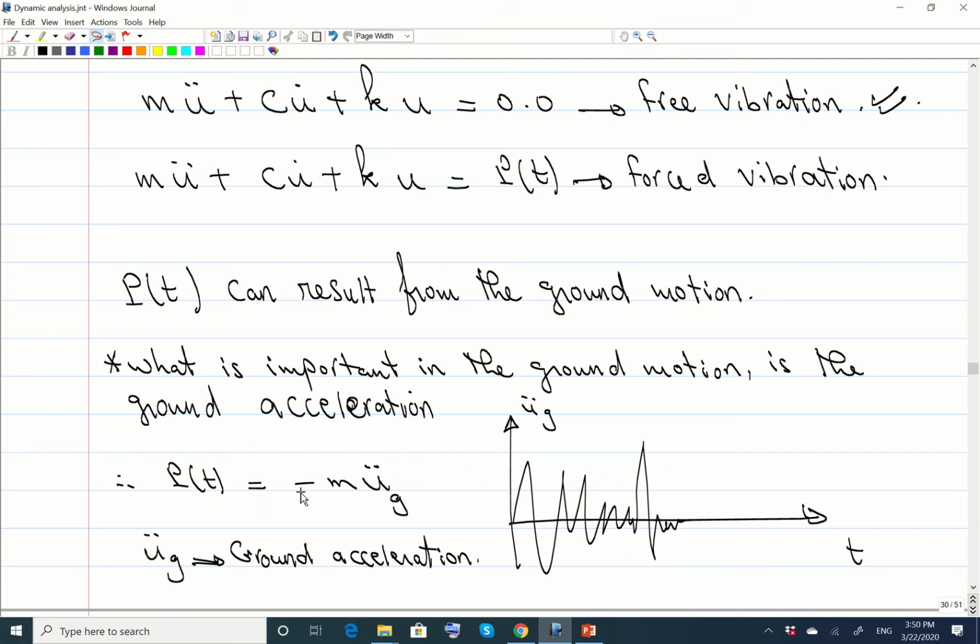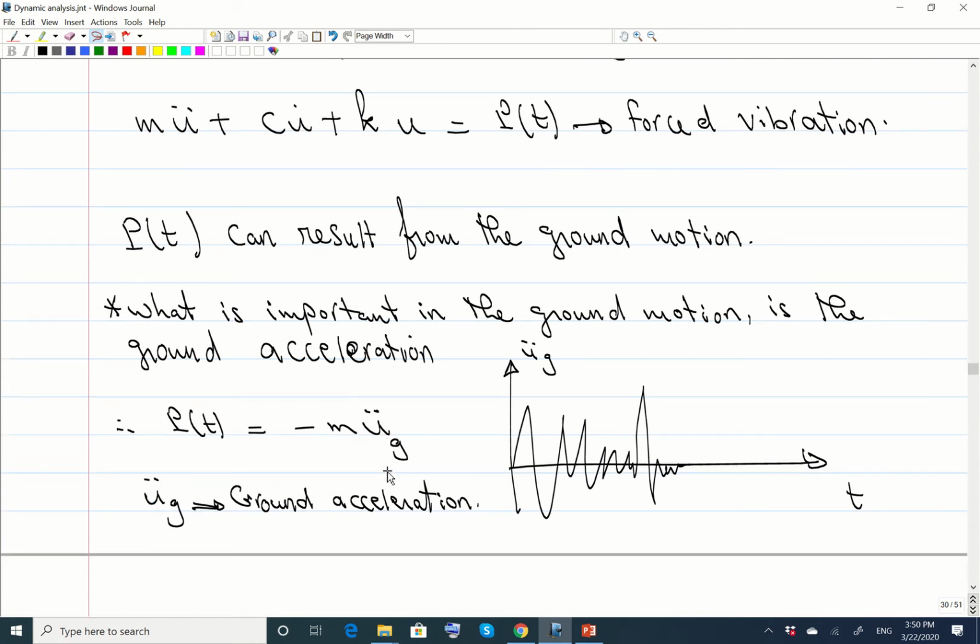The force will be negative, exactly like the example of the coffee. The car moves forward, the cup of coffee moves backward. So the ground is moving forward, and there will be a force applied backward on the structure. So the force applied on the structure will be negative m, the mass of the structure, multiplied by ug double dot, the ground acceleration. So actually, this is the force that comes from an earthquake: the ground acceleration multiplied by m, the mass of the structure. So the larger the mass of the structure is, the larger the force that is going to be applied.